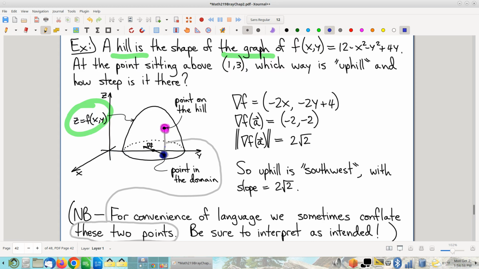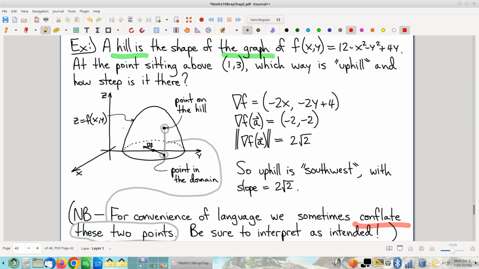So heads up about this. In this question and others, these two points are going to be conflated. I'm going to talk about these points sort of interchangeably. Here's me. I'm at the point (1, 3). Right? And so on. So be aware of that little issue. All right. So with that in mind, if I can get this erased, there we go.